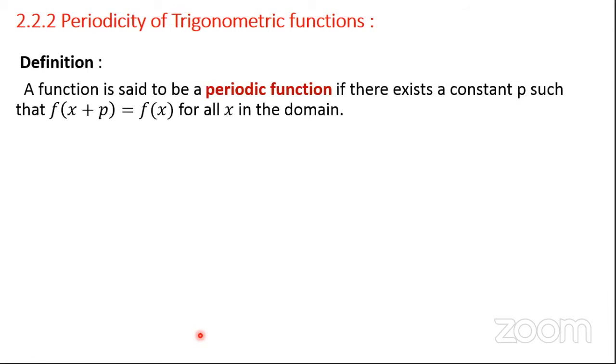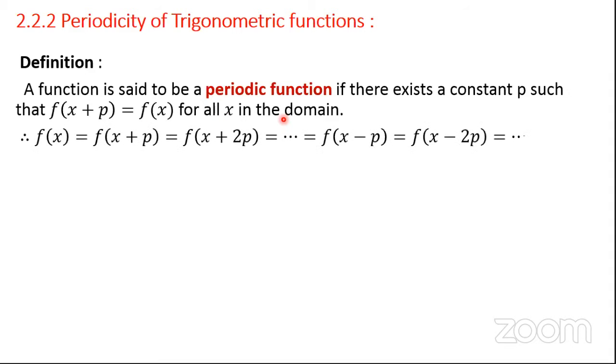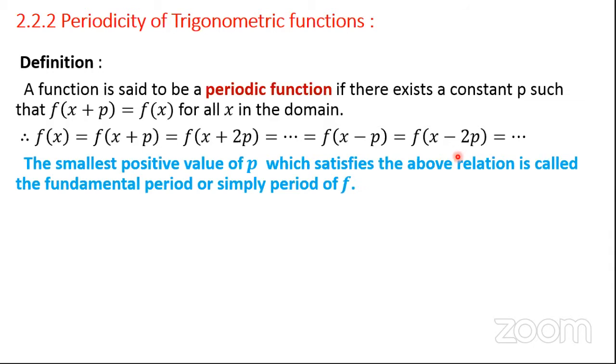function? A function is said to be a periodic function if there exists a constant p such that f of x plus p is equal to f of x for all x in the domain. That means f of x is equal to f of x plus p, which is equal to f of x plus 2p. Or if we go to the negative values, it is f of x minus p or f of x minus 2p. After a certain period, we are getting the same values.